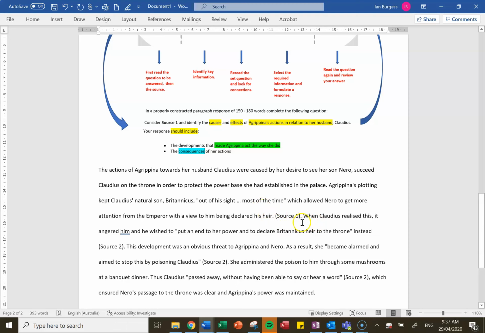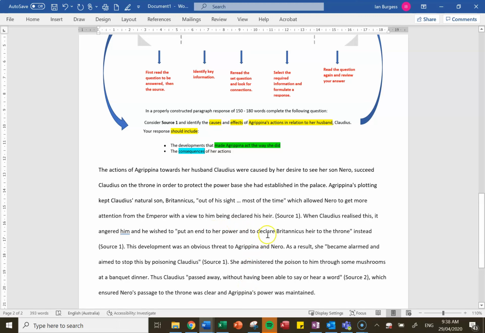All right, so when Claudius realised this, it angered him, and he wished to put an end to her power and to declare Britannicus heir to the throne instead. Source 1. This development was an obvious threat to Agrippina and Nero, and as a result, she became alarmed and aimed to stop this by poisoning Claudius. So again, what we've got here is a use of the evidence from the source with some explanation, some relevance, and in setting it up, showing how it helps answer the question. Okay.